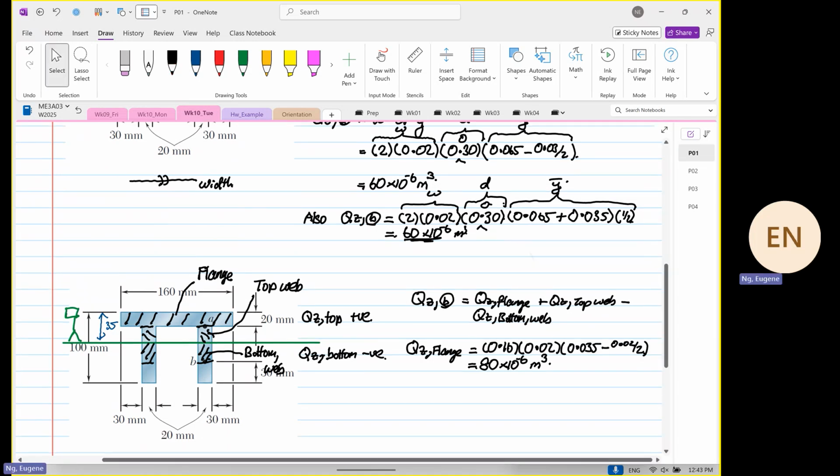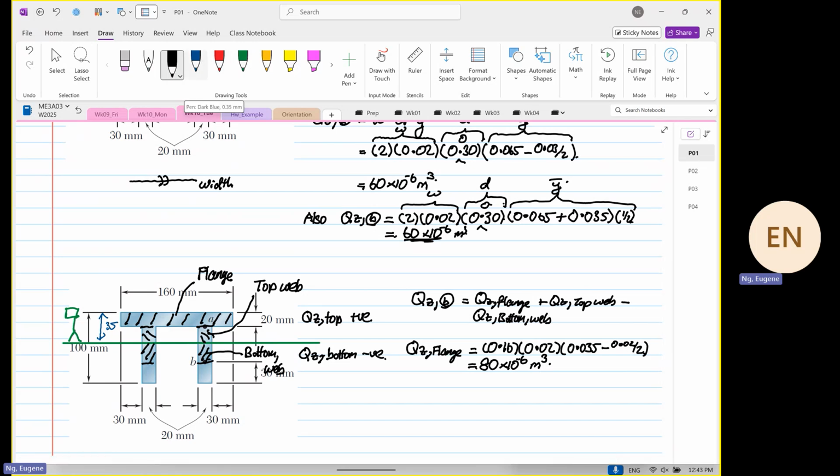The next thing that we're going to find, any questions why 0.035? Okay, so 0.035 is over there. So what we want to find is the Y bar over here, right? And then the distance from here to here is equal to 0.02 divided by 2. Very clear?